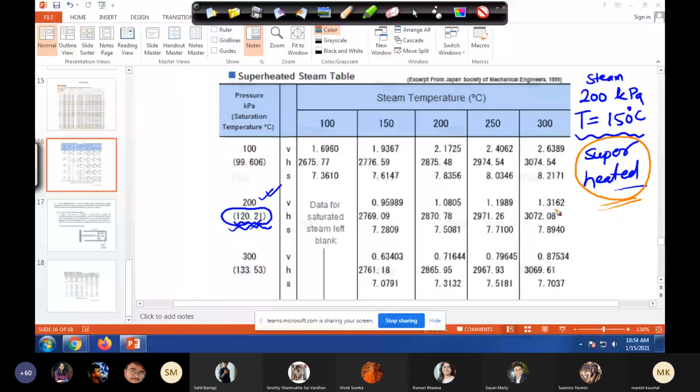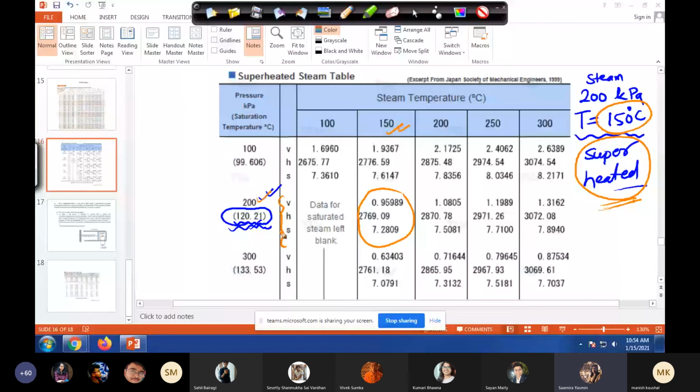Once it is superheated, then check what your temperature is, 150 degrees Celsius. So at 200 kilopascal, you have to follow these values at 150 for v, h and s. Samira, why is there no vf, vg here, or sg, sf, hg, hf? Temperature is less than the saturation temperature, so we have to follow the saturated steam table.